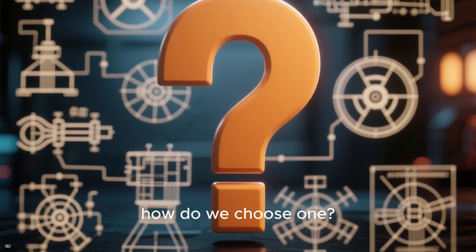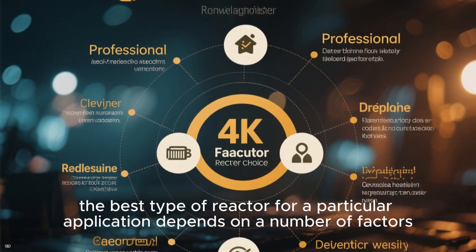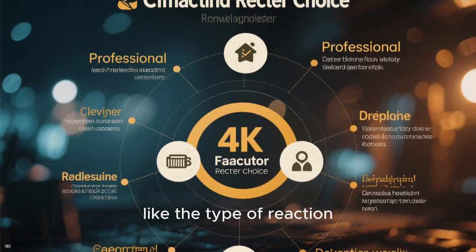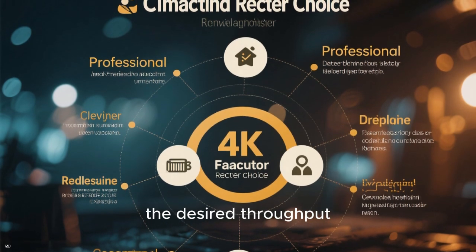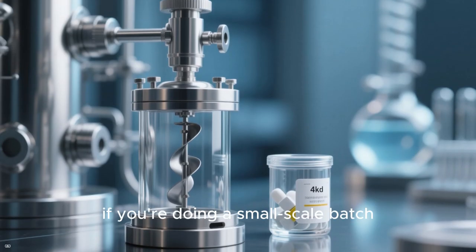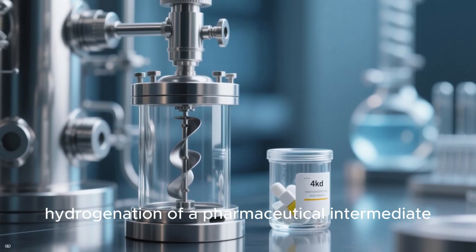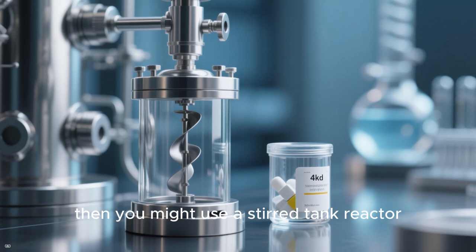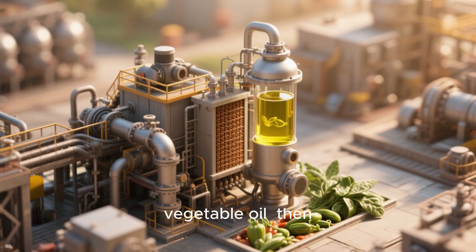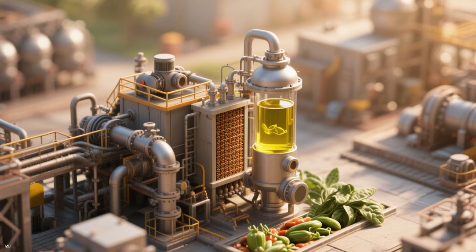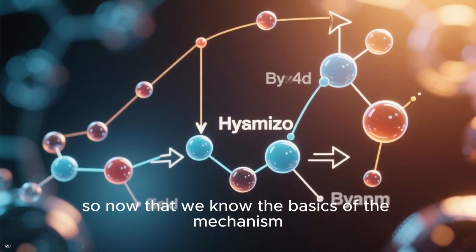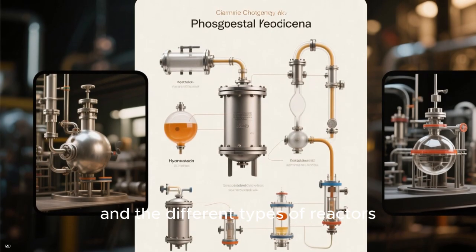Okay, so now that we know the different types of reactors that are available, how do we choose one? Well, the best type of reactor for a particular application depends on a number of factors like the type of reaction, the desired throughput, the cost of equipment and operation, and safety concerns. For example, if you're doing a small-scale batch hydrogenation of a pharmaceutical intermediate, then you might use a stirred tank reactor. On the other hand, if you're doing a large-scale industrial hydrogenation of vegetable oil, then you might use a fixed-bed reactor.